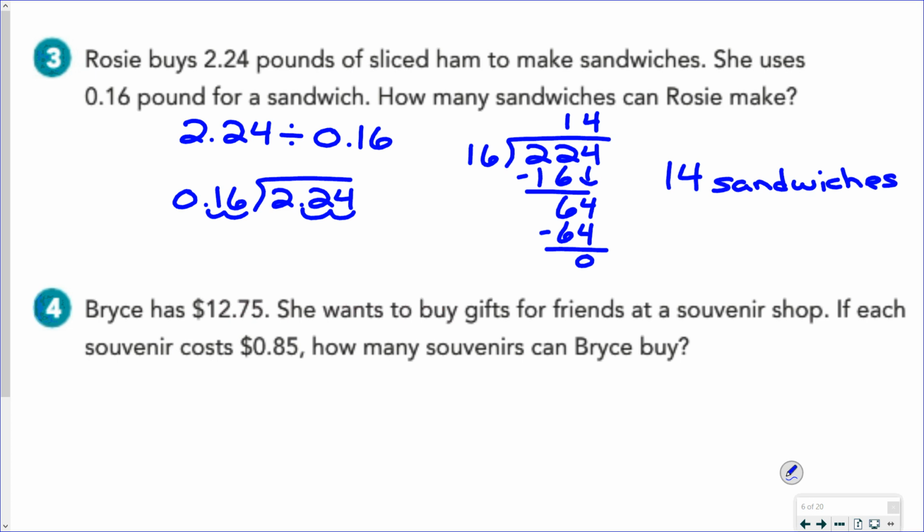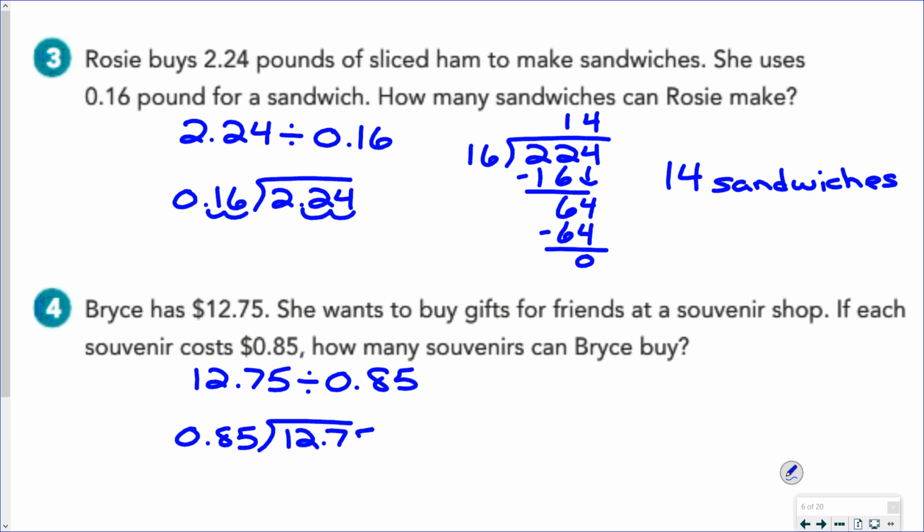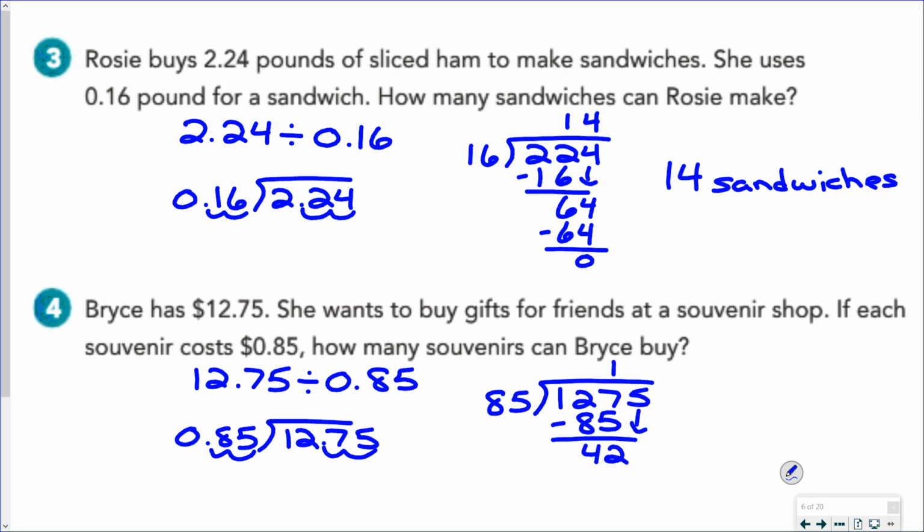And number 4 is essentially the same thing. $12.75 divided by 85 cents. Move the decimal to the end of our divisor, move it the same number of places in our dividend. So 85 goes into 1,275. 85 goes into 127 once. 85 would go into 425 5 times. So our answer would be 15 souvenirs.